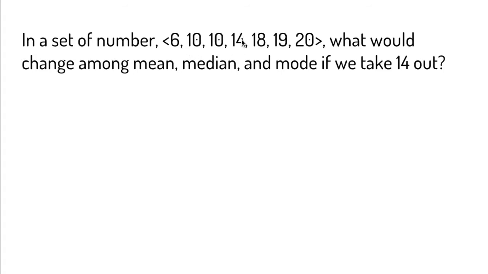If we take 14 out, what would the median be? It's 6, 10, 10, 14, 18, 19, 20. There are 7 data in this set, which means the fourth data, which is 14, is the median here. So if we take the median 14 out, then we have 6 data, and when we have an even number of data, we just sum up and divide by 2 the data near the middle. So for example, here it's the 3rd and 4th. That's the middle of the 6 values. So we add 10 and 18 together, divided by 2, which is 14, which means the median is still the same.